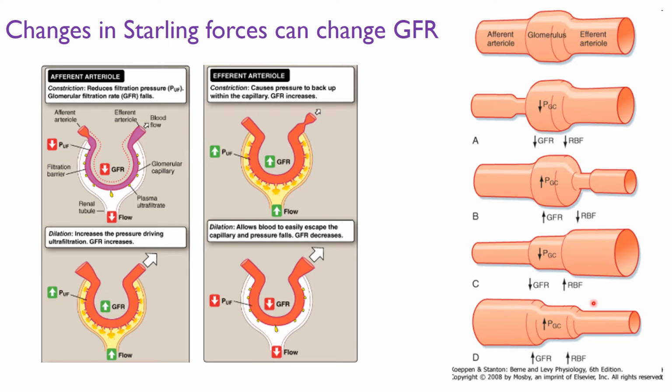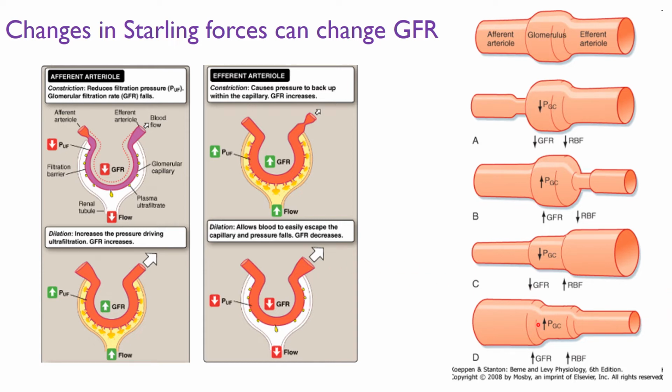Now, there is a situation where you have the opposite. If you vasodilate the out pipe, or the efferent arteriole, that's what this picture is representing right here. GFR goes down. Yet renal blood flow has gone up, because you opened up the pipe, so more blood is able to get through than would be otherwise.